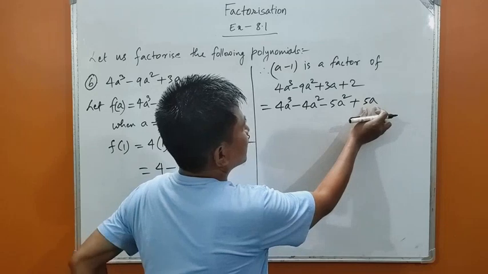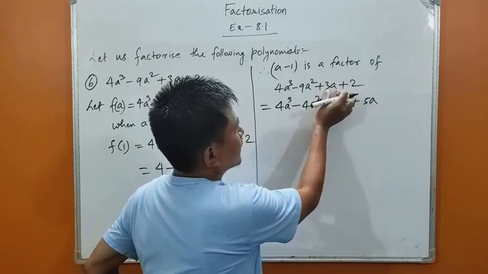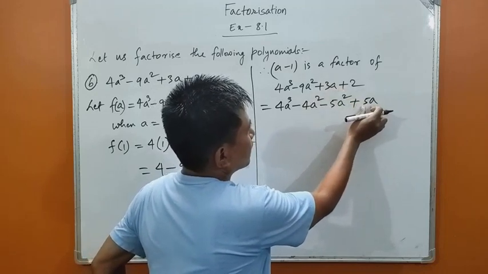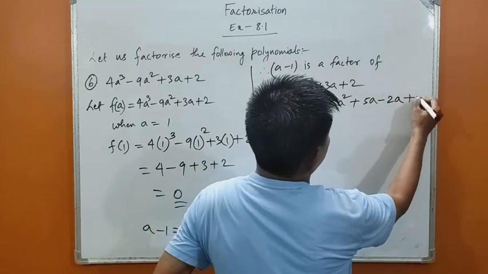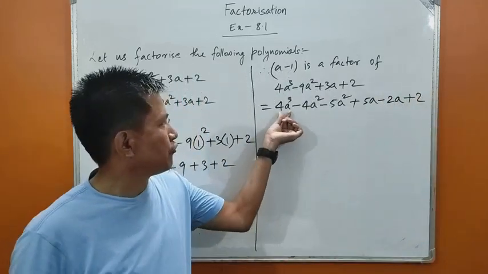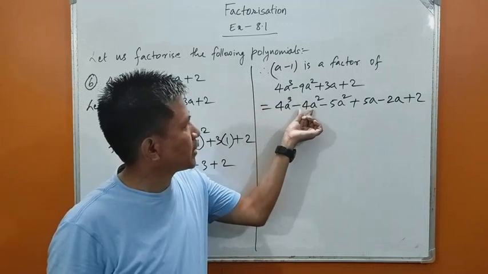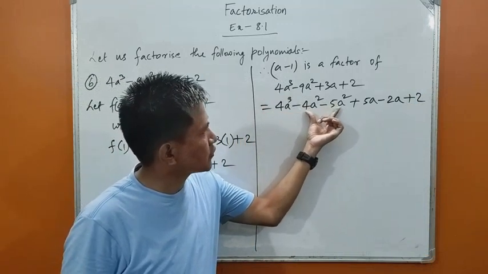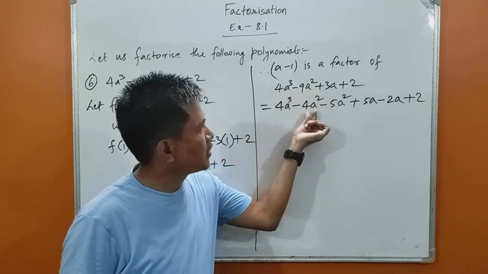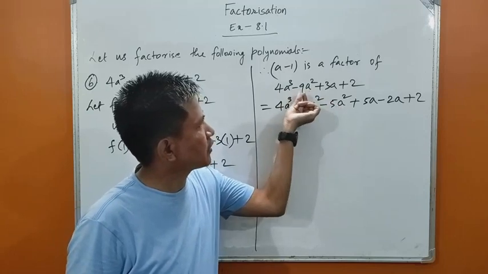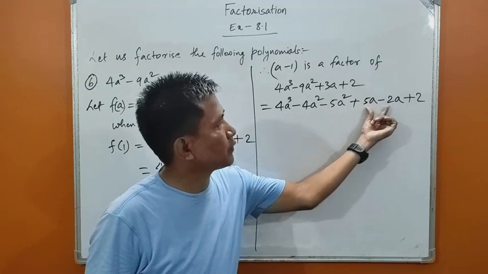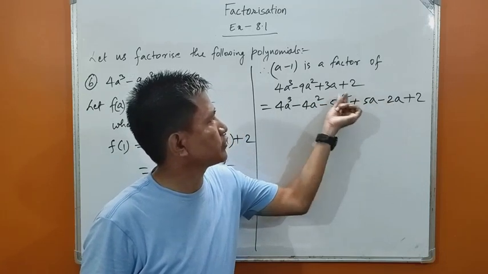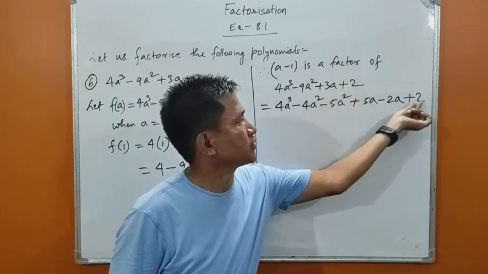So I wrote plus 5a to balance this, because I have 3a here. I must write minus 2a plus 2. Okay, now let's check. 4a cube, minus 4a square, minus 5a square, minus 9a square, plus 5a minus 2a, different sign, opposite sign, isn't it? Plus 5a minus 2a is plus 3a, and this plus 2 is this plus 2.